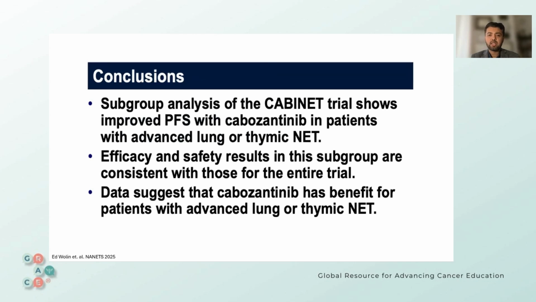Therefore, the conclusion was that in the subgroup analysis for this particular trial, when patients with lung or thymic neuroendocrine tumor were given cabozantinib, the progression-free survival was significantly better.